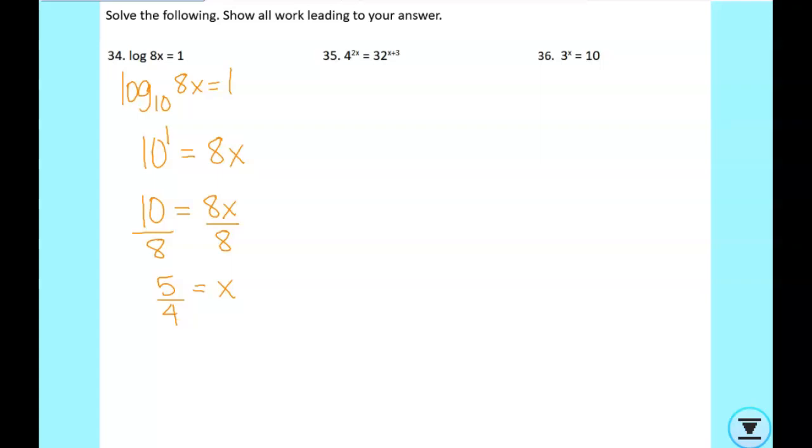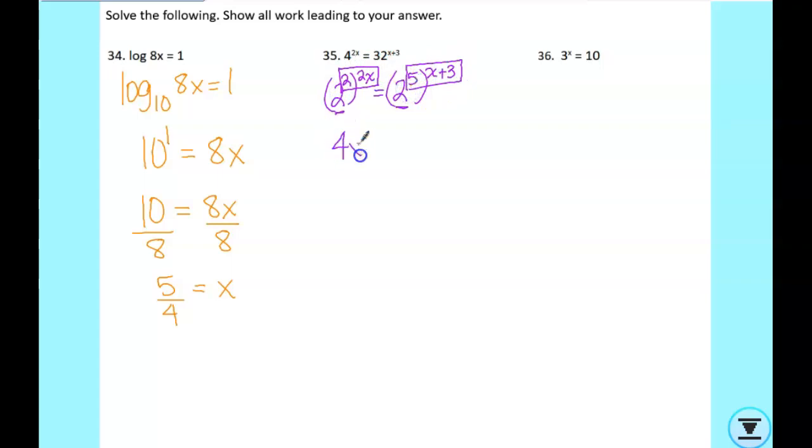Number 35. Okay, I don't have any logs here, so the first thing I want to try and do with an exponential is rewrite these so that they are the same power. So 4 is a power of 2, and we still keep the 2x, and 32 is a power of 2, and we still keep the x plus 3. Our bases are the same. It doesn't mean that they cancel out, it just means that we don't use them to solve for x. So we need to multiply these two together and multiply these two together.